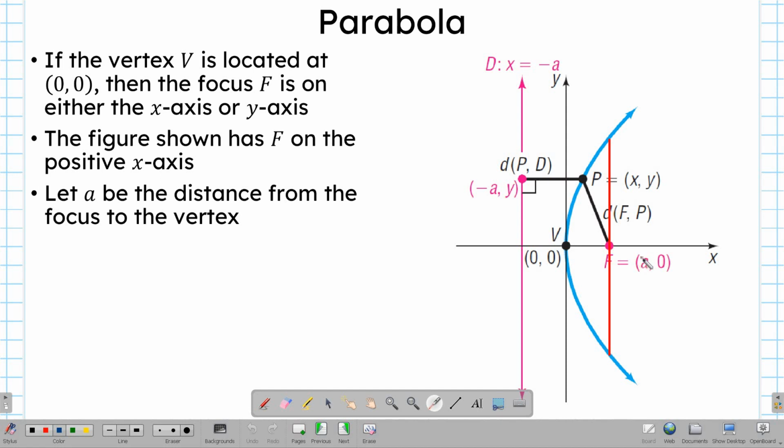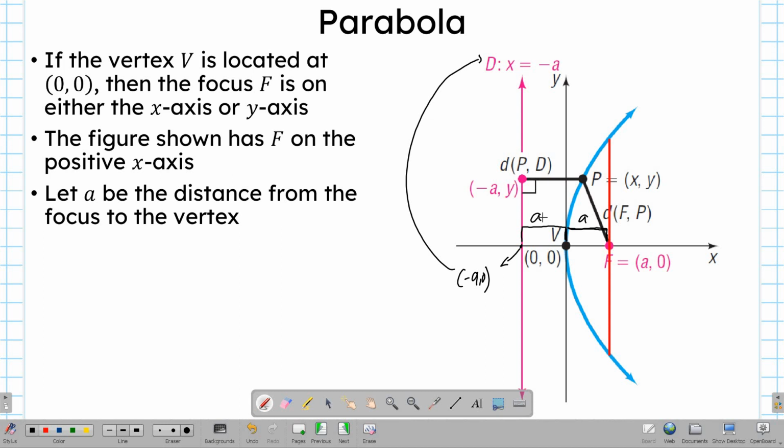Now, by the definition of a parabola, since the vertex is also on the parabola, we can then also say that this distance from the vertex to the focus will also be equal to the distance from the vertex to the directrix. Hence, this point here is actually the point negative a, 0. Thus, this is the reason why the equation of the directrix is x is equal to negative a. So this distance is a and this distance is also a.